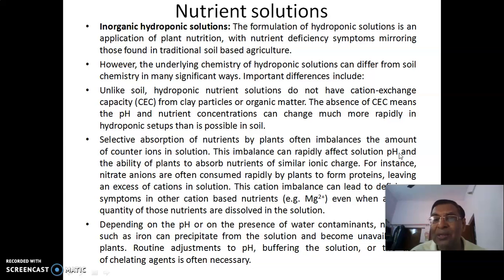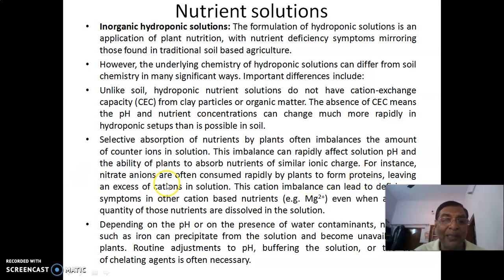Whatever the hydroponic solution is providing will imbalance this pH, and affect the ability of plants to absorb nutrients of similar ionic charge. So since there is imbalance, the nutrients also may not get into the plant. That is also another problem. For instance, you can see here nitrate ions are often consumed rapidly by plants to form proteins.